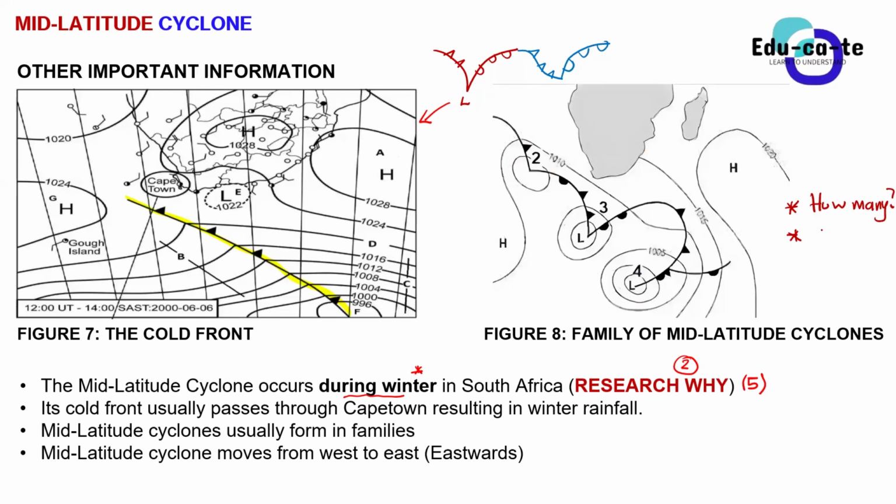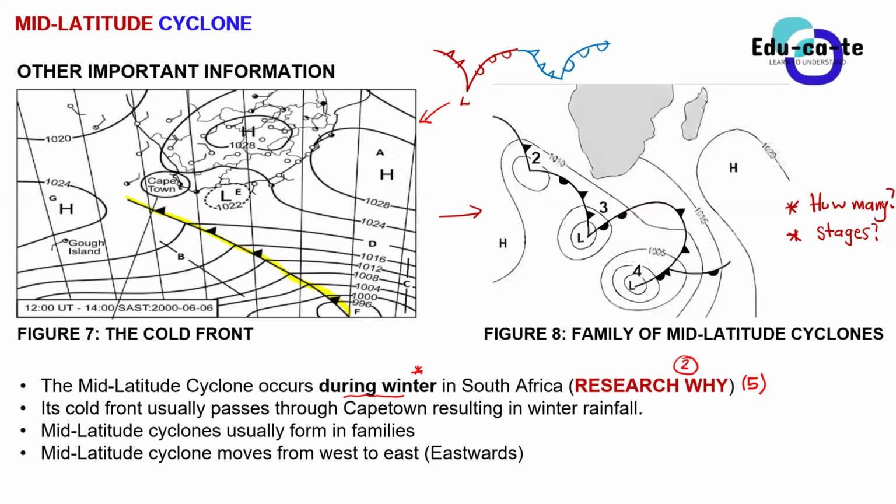And next, give me their development stages. Which stage of development are they in? Are they in the mature stage? Are they in the initial stage or what? Each and every mid-latitude cyclone that we have in figure 8 is in its own stage. So you guys have to figure out which one is in which stage.